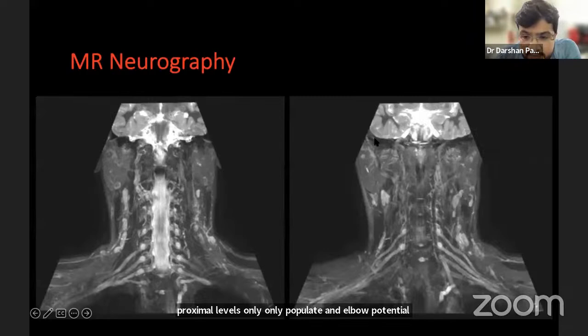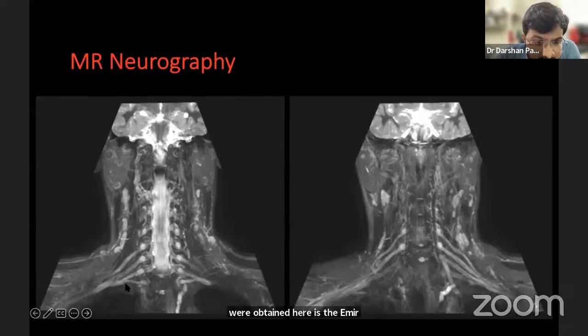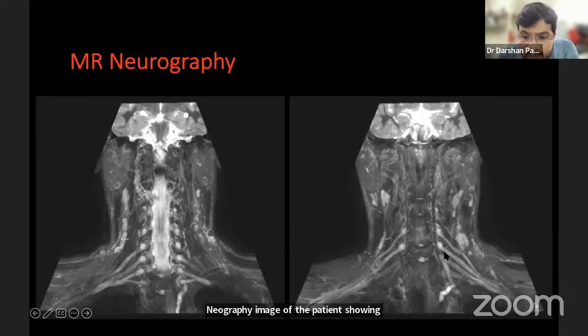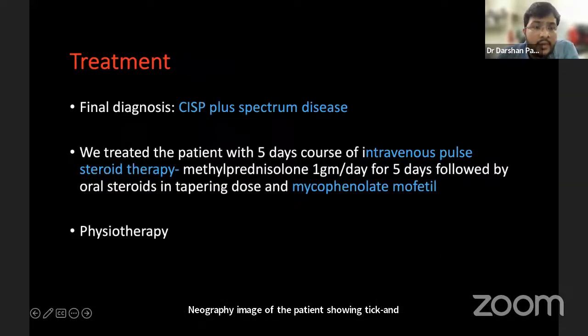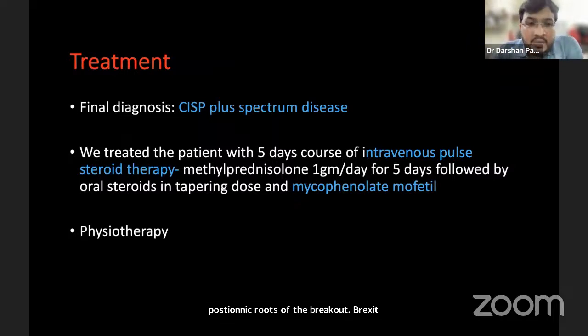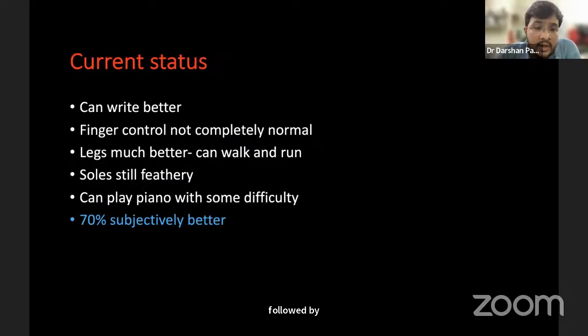Here is the MR neurography image of the patient showing thickened postganglionic roots of the brachial plexus. So finally, it was kept as a CISP plus spectrum disorder. We treated him with a 5-day course of IV steroids, followed by oral steroids in a tapering dose and mycophenolate mofetil, along with physiotherapy. Currently, he is almost 70% subjectively better. He can write better. He can play piano with some difficulty.